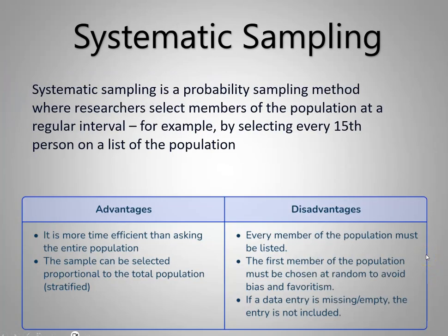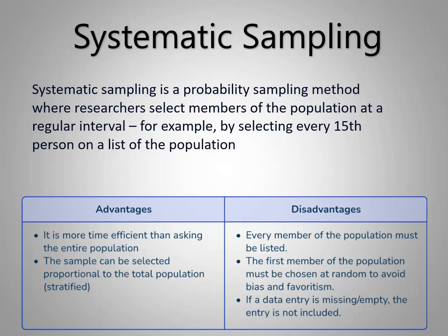Systematic. It's a probability sampling method where researchers select members of a population at regular intervals. So I might have a conference where I am talking about something, and I'm expecting like 150 people to come in. So I might select every 15th person. It's completely random, and it's kind of fair. It's more time efficient.